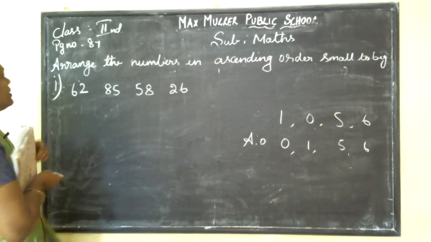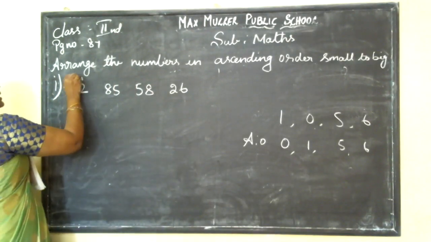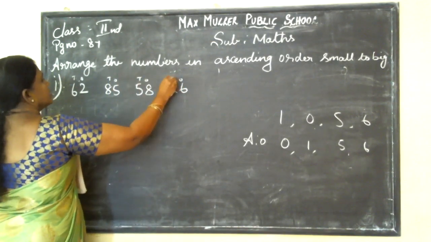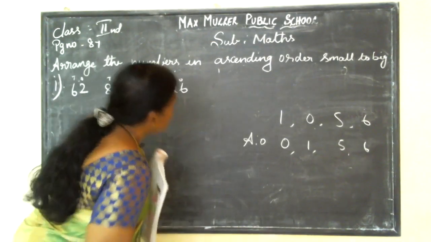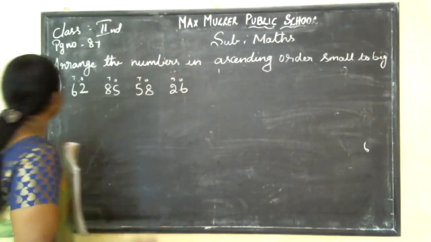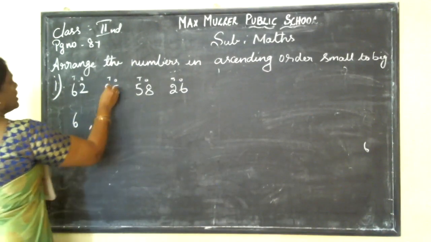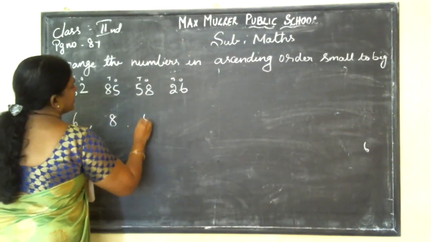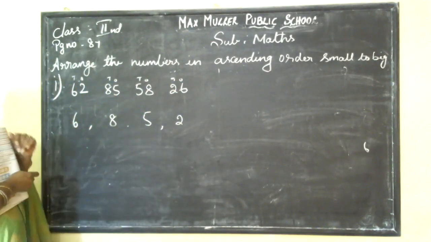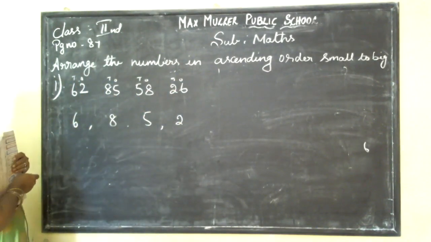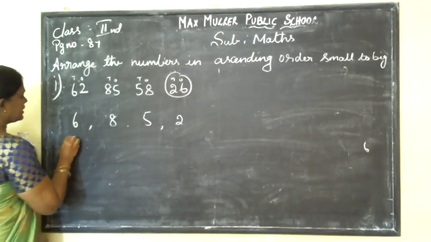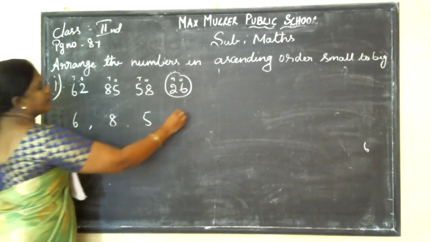For these numbers, first you write ones, tens, ones, tens, ones, tens, ones, tens. Understood? Now take all the tens place numbers. Here 6, 8, 5, 2. In these you see which one is the smallest number. 2 means 26. We finish this number.